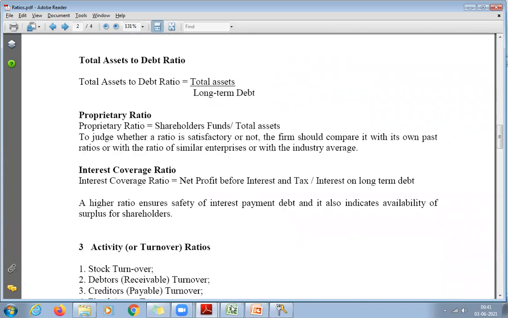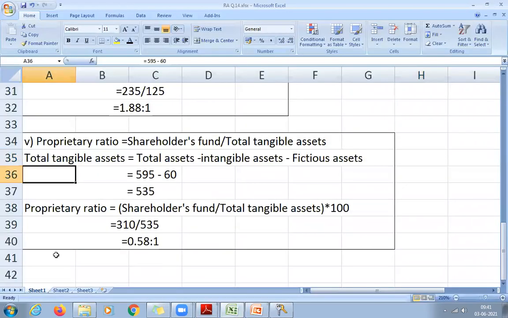So this is the formula actually used for the proprietary ratio. The numerator should be shareholders' fund and the denominator should be total tangible assets. That is why I subtracted the fictitious assets. And I didn't subtract intangible assets because they are not given in the present question. The balance sheet does not show any intangible assets. Got it? Yes, sir. Thank you, sir.